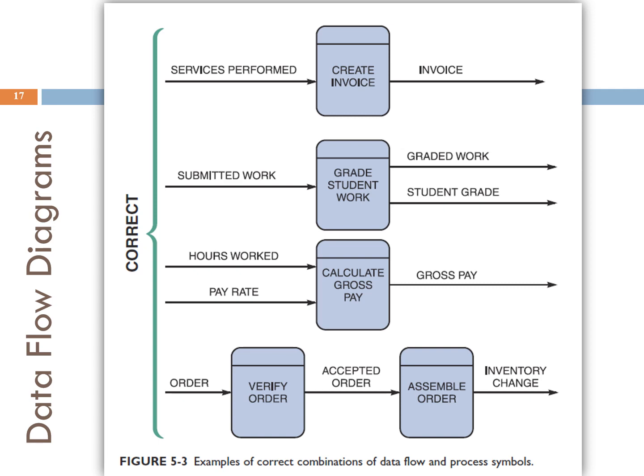These are examples of DFD, examples of correct combinations of data flow and process symbols. You can see the data comes in and goes out of a process. The number of data flows coming in and going out of a process can differ, as shown in the example.